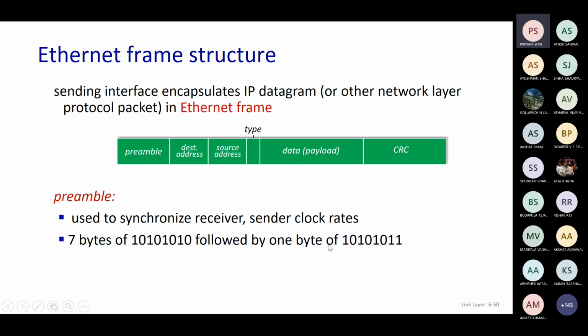This preamble simply helps to synchronize the receiver and sender clocks. Now the destination address and the source address are given, of course. Then we have the type field, and then the data, which is nothing but the payload, and finally we have the CRC. CRC is cyclic redundancy check, which is basically a check to see whether there is any error in the frame that has been received.